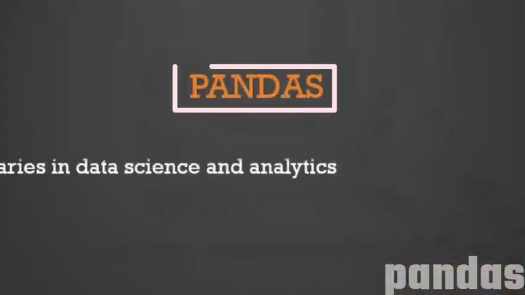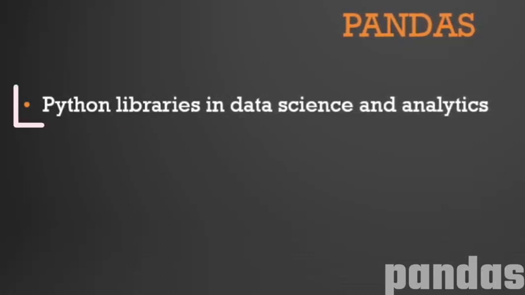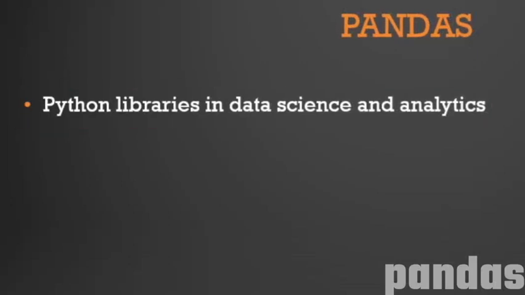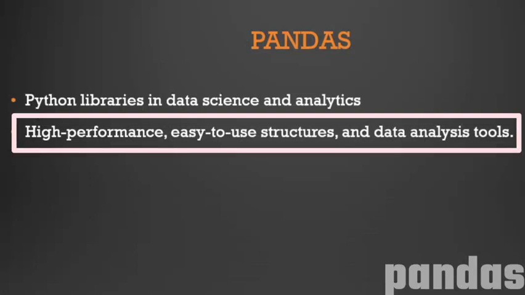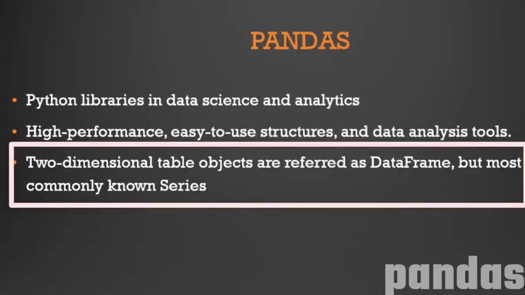So this will be the final library which we'll be seeing with respect to our Python tutorial. That is Pandas. Python Pandas is one of the most widely used Python libraries in data science and analytics. It provides very high performance, easy to use structures and data analysis tools, and two-dimensional table objects. We will be seeing an example of what exactly two-dimensional data is.